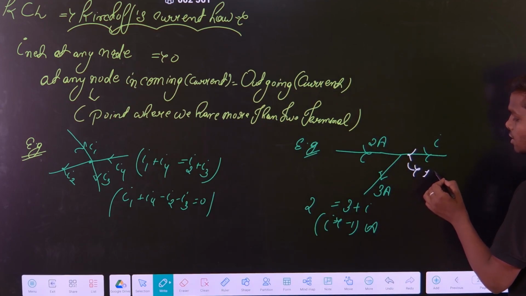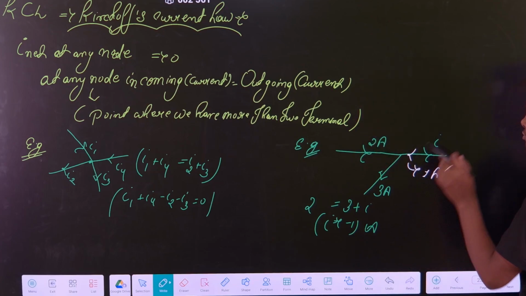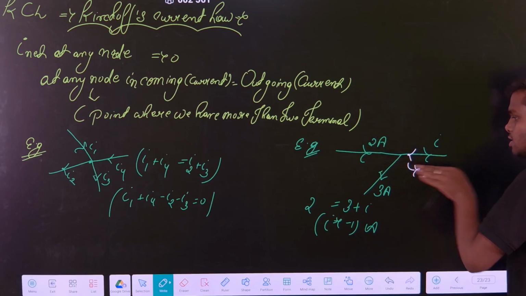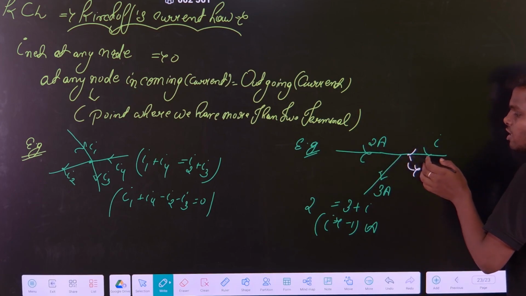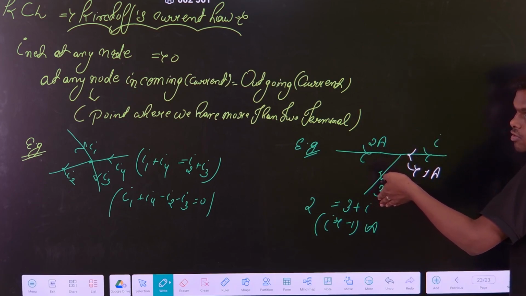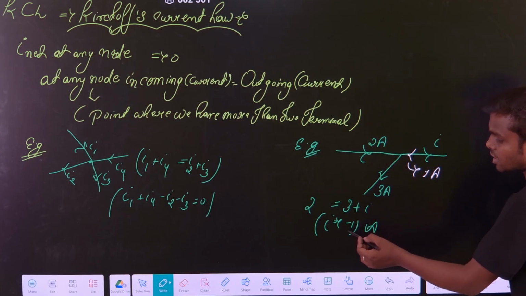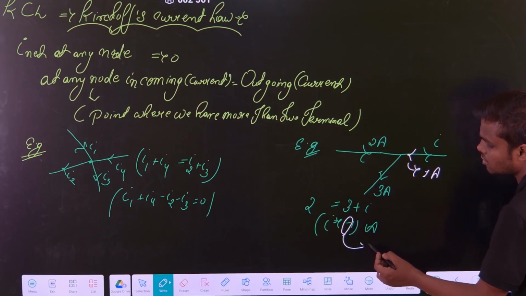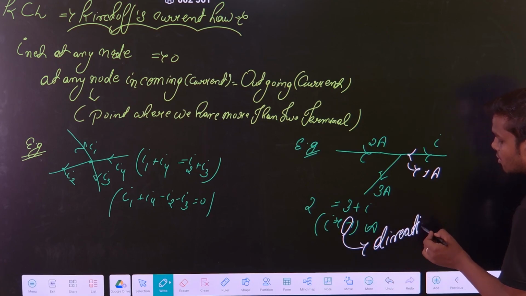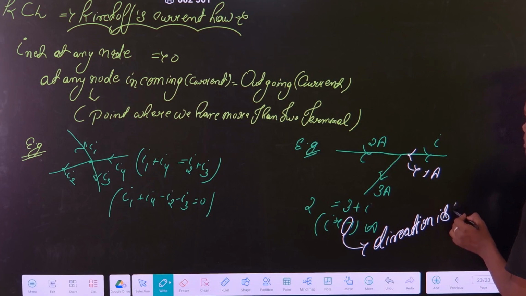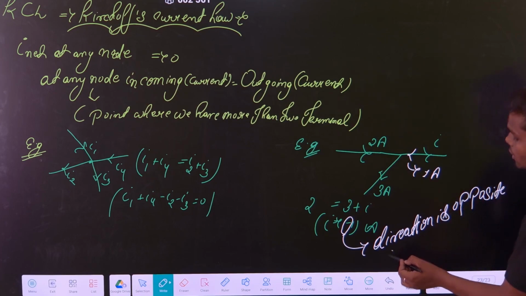Here the current is 1 ampere. We have taken this direction as positive, so we get a negative value. That means the current is actually in this direction, and that is obvious also, because 2 ampere is coming from here, then 1 ampere will come here, then only it will make 3 ampere. Are you getting my point? So this minus sign indicates that the direction is opposite of what we have taken.